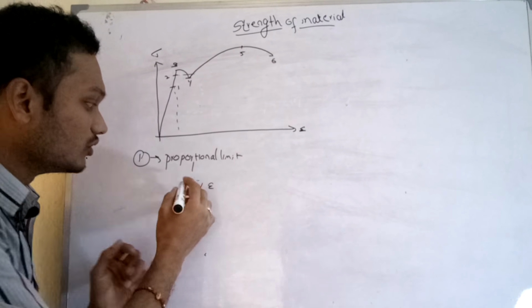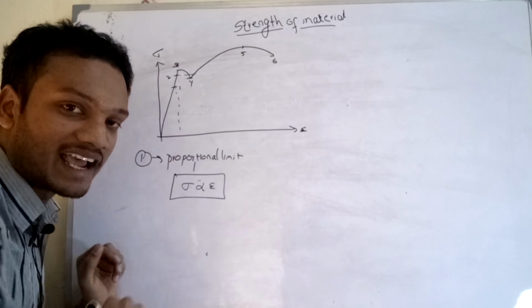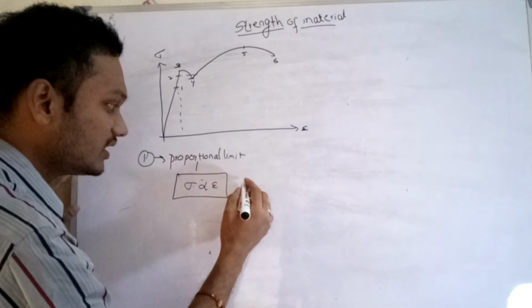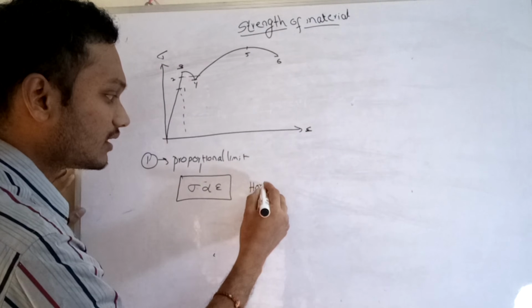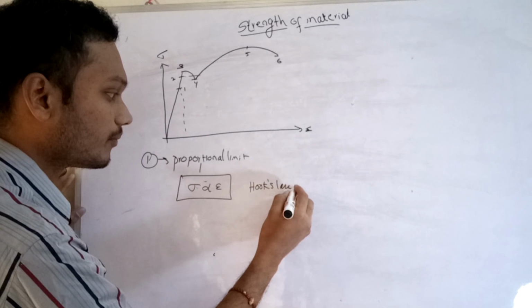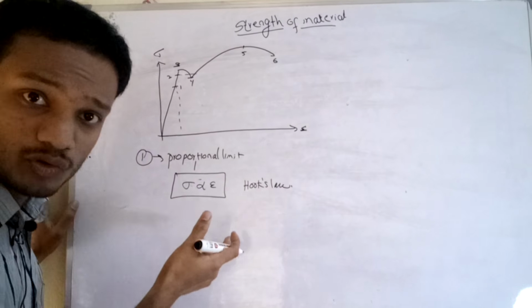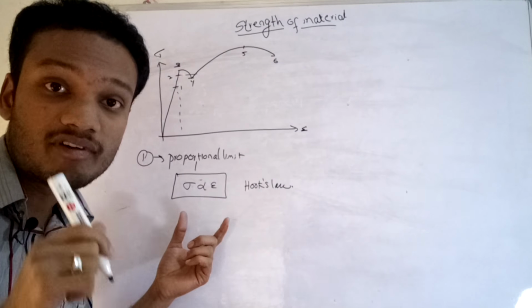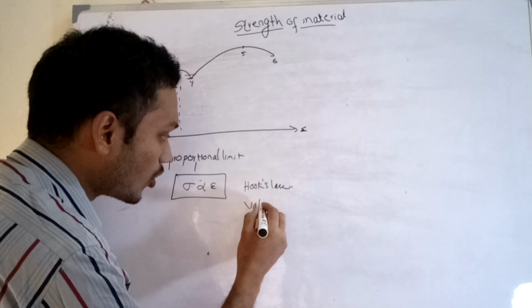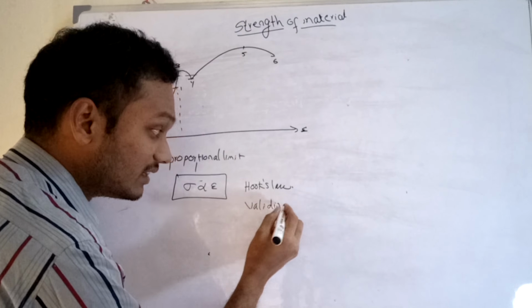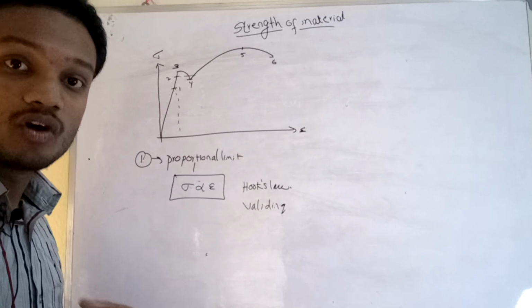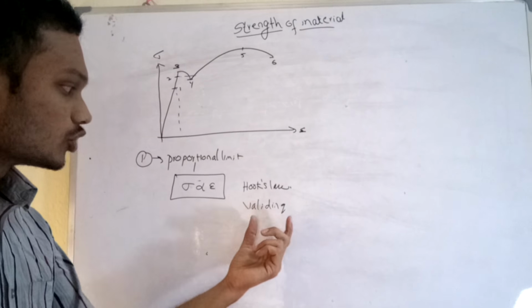This relation was actually given by Sir Hooke. That's why this is called Hooke's law. The main assumption in Hooke's law is that this relation is valid. This validity is highly important, because you have to know where to apply this relation.